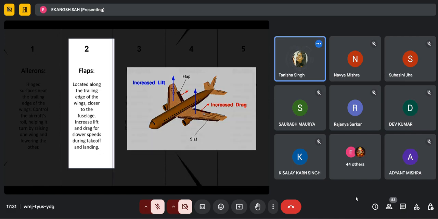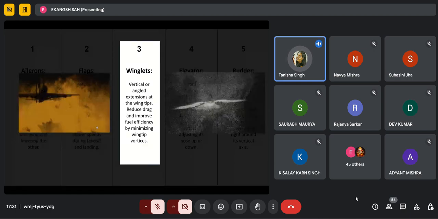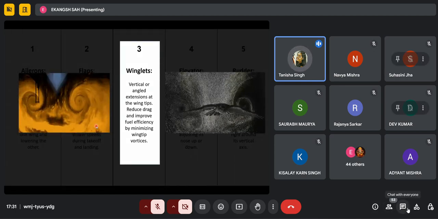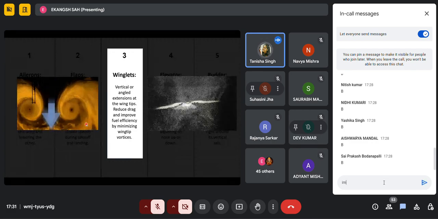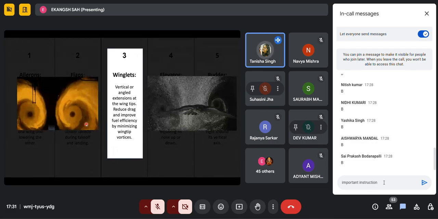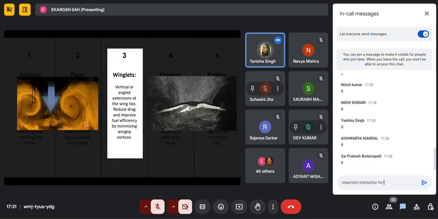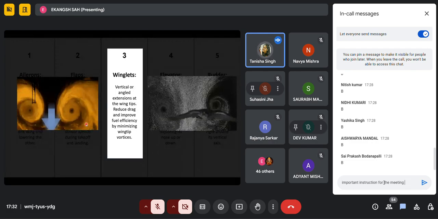Moving forward, we have winglets. Winglets are the vertical extensions at the tips of aircraft wings that reduce drag and improve fuel efficiency. Now, how do they actually work? Winglets reduce the size of the vortex where high and low pressure areas meet at the wingtip. This reduces the drag, which improves lift and allows the aircraft to rise faster. As you can see in the given slide, there is a comparison between the vortices produced by the aircraft and those produced by the eagle. Both of these are assumed to be identical.